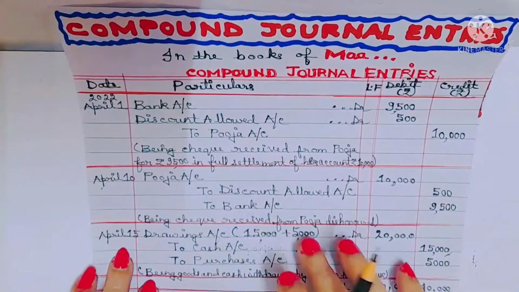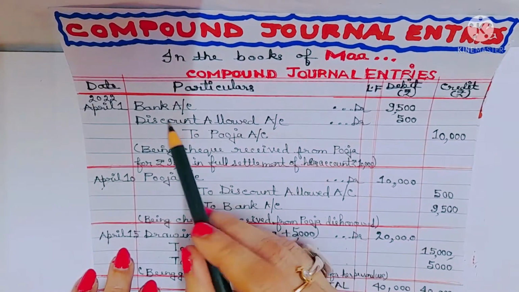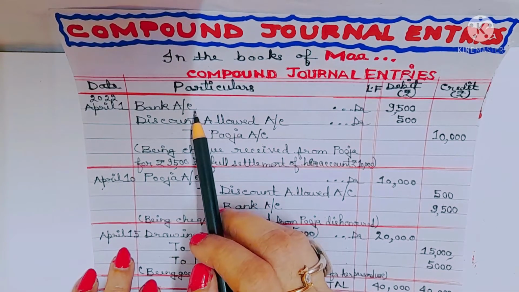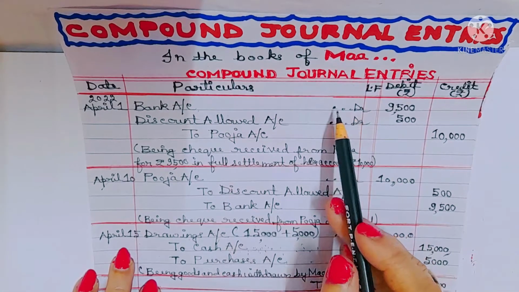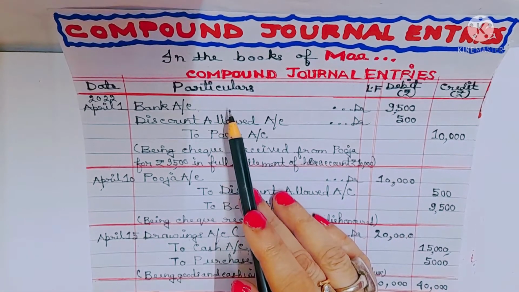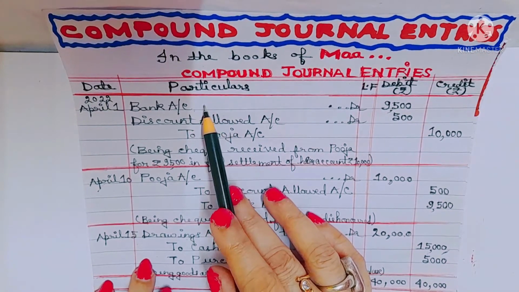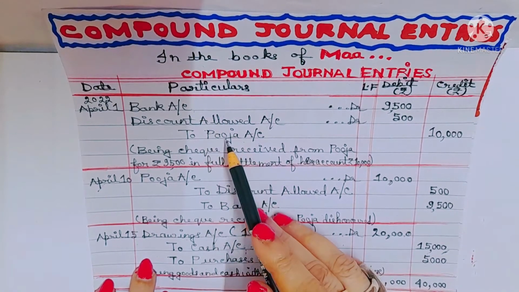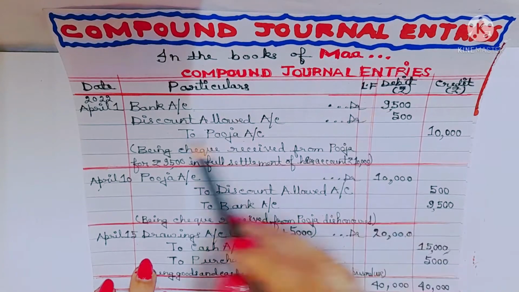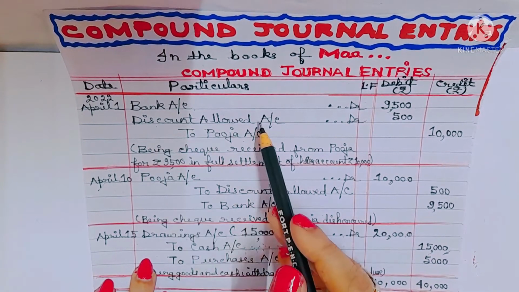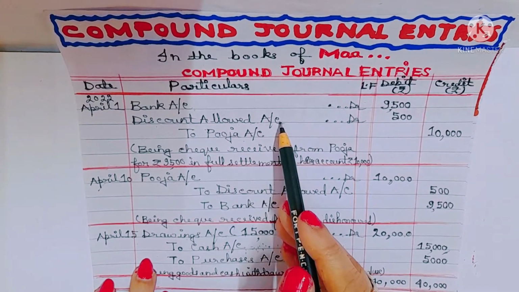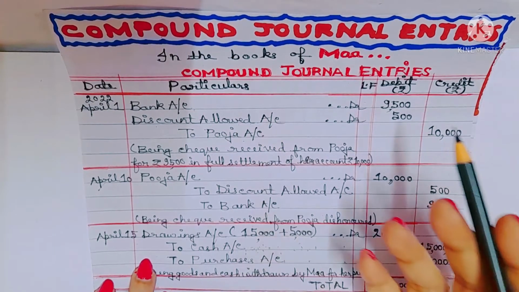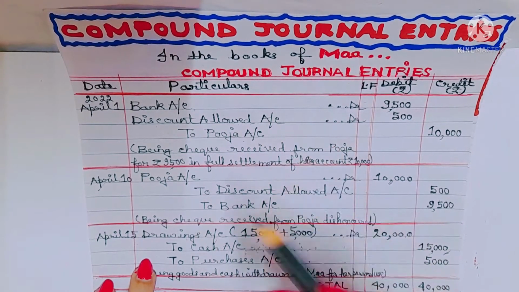So let's do the next account. What is the next account? We have finished cash account. Let's do bank account. Where is bank? Bank is on the debit side. We won't look at discount allowed account, because discount allowed account is also on the debit side. We are talking about the opposite side. Opposite side means credit side.